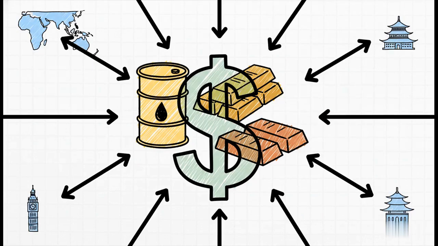Pillar number two, it's the price of everything that matters. We talked about oil, but it's also gold, copper, wheat. All the major commodities are priced in dollars. So what does that mean? It means if your country wants to buy or sell these essential goods, you need dollars to do the deal. Period. This creates this constant structural 24/7 demand for the currency from every corner of the globe.